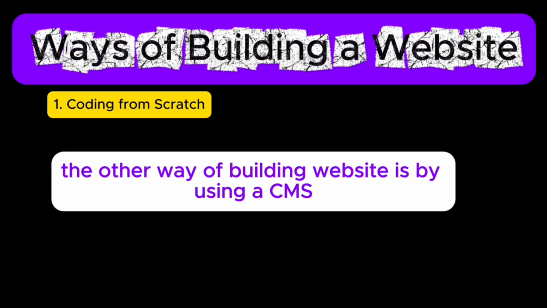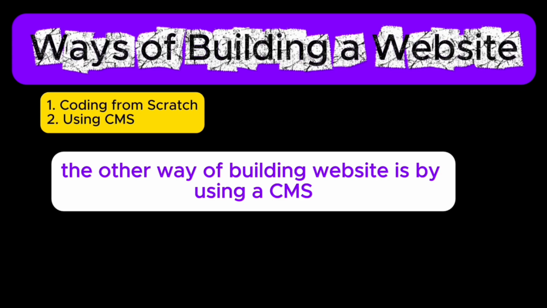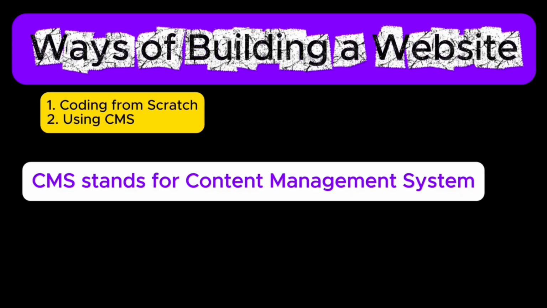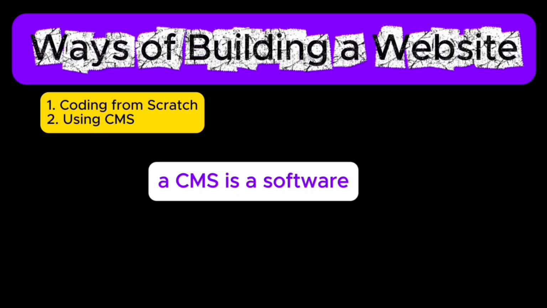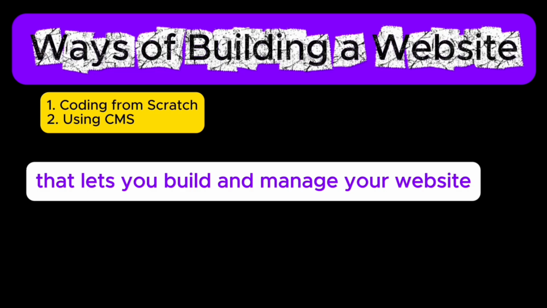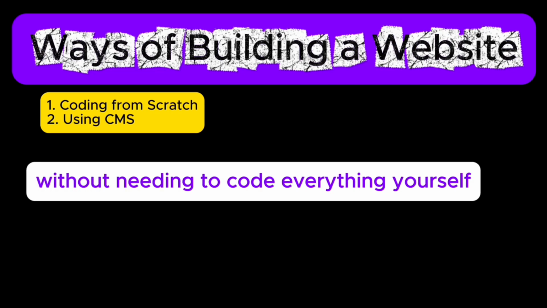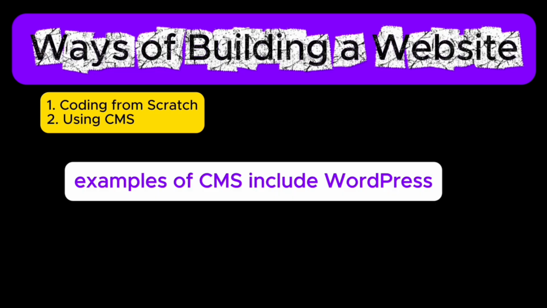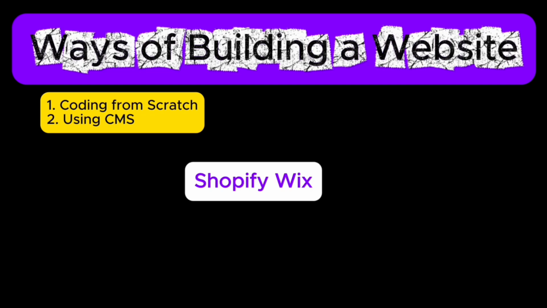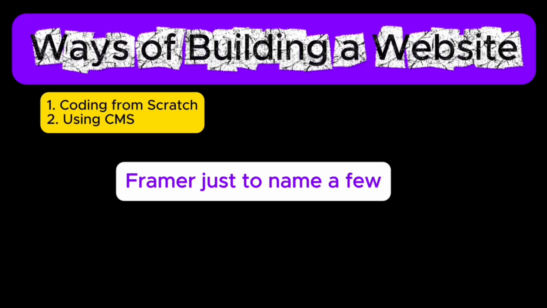The other way of building a website is by using a CMS. CMS stands for Content Management System. A CMS is a software that lets you build and manage a website without needing to code everything yourself. Examples of CMS include WordPress, Shopify, Wix, Framer, just to name a few.